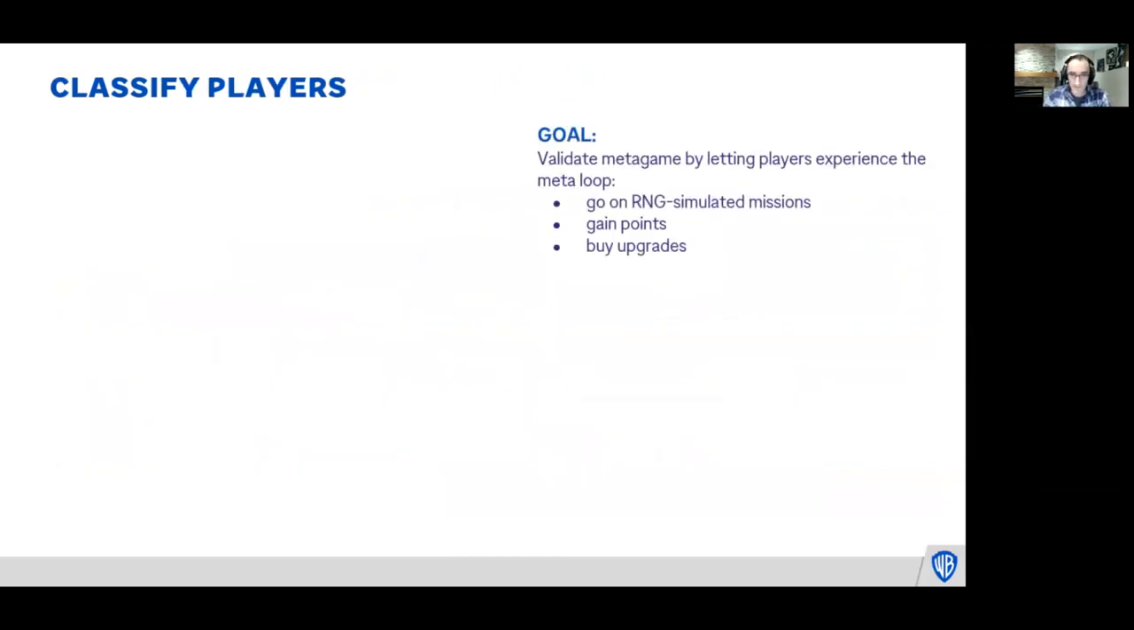In the same set of prototypes, we also wanted to validate that players understood the way their upgrades would modify their experience in the game. So the choice of, you know, sort of tech tree progression.